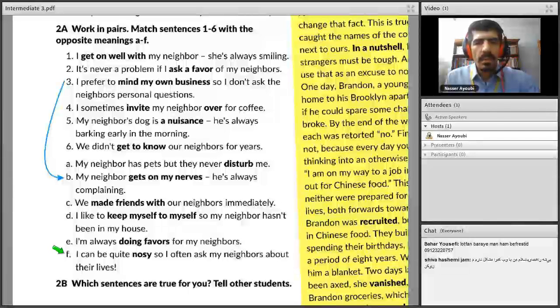Number 4. I sometimes invite my neighbor over for coffee. Invite over means invite somebody to your house. Invite over for dinner, invite over for coffee, for tea. Opposite of number 4 is D. I like to keep myself to myself so my neighbor hasn't been in my house. Keep myself to myself means without trying to make any communication with other people, other neighbors. Next one.